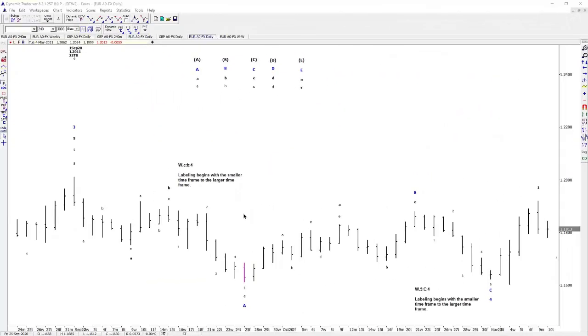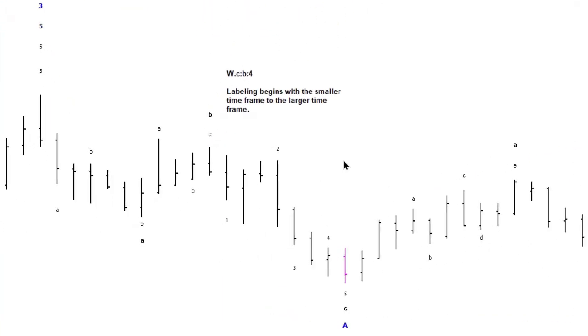So if we're writing about this different wave structure and different points within the wave structure, how would we describe it? Again, we label from the smaller time frame to the larger time frame. Let's take a look at this point in time, for instance. Well, we're looking at it as of this point in time as if this is a C of B of 4, because we're beginning from the higher time frame wave 3, and then we've got an A and then an A, B, C of B. So it's a C, a B of 4.